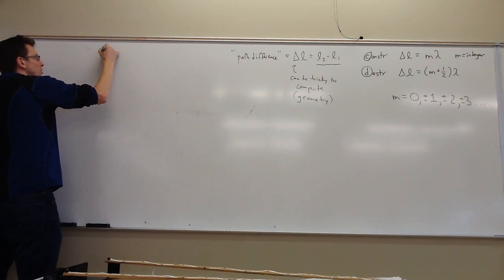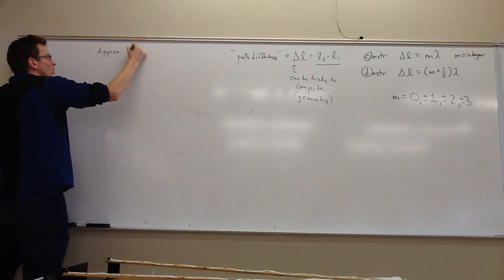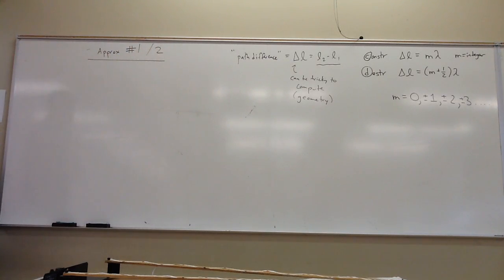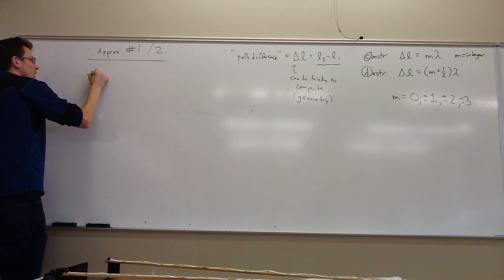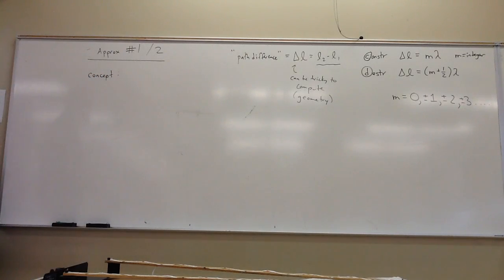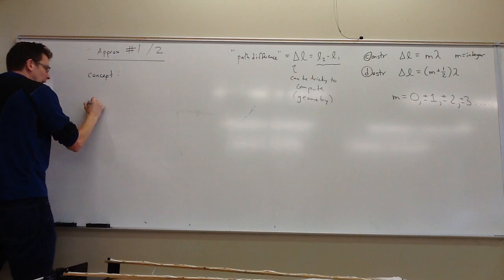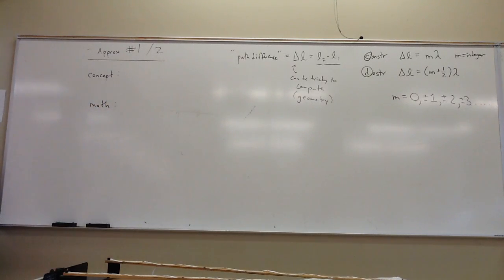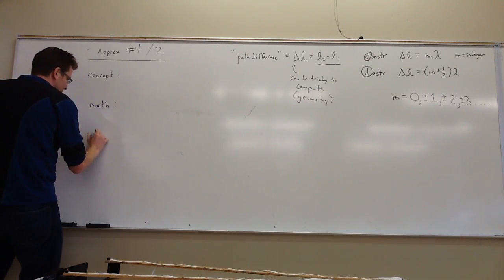So approximation number 1, and I should say it's number 1 out of 2. In both of these approximations, I want to write down what are we conceptually doing, how does that manifest itself as mathematics, and why do we do it?